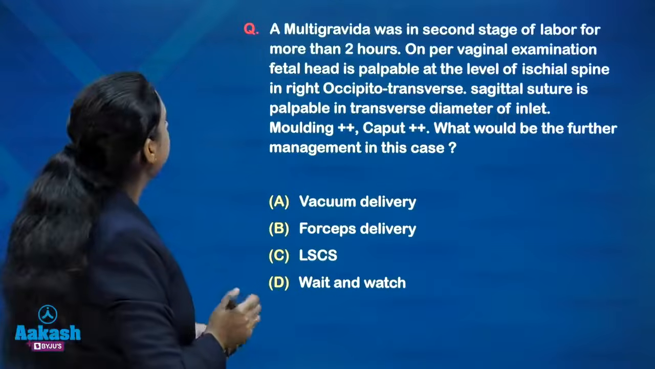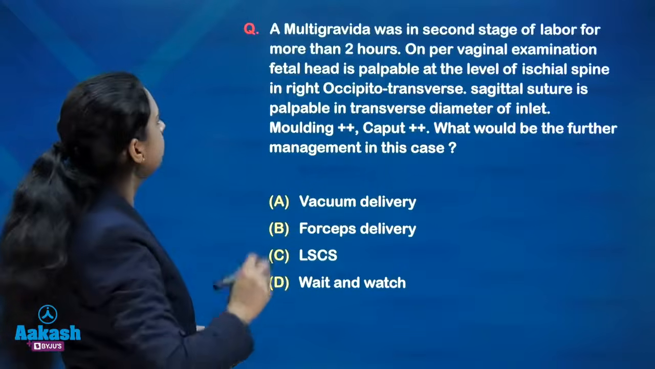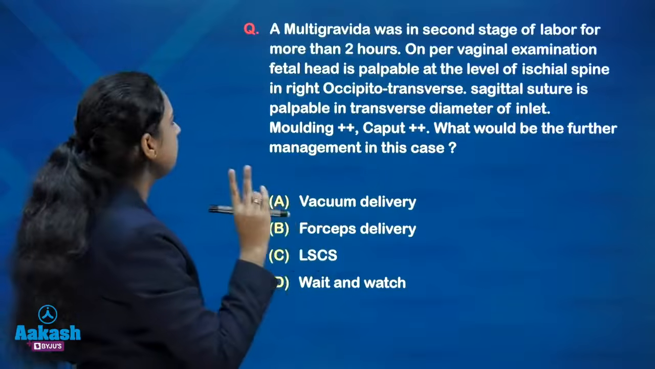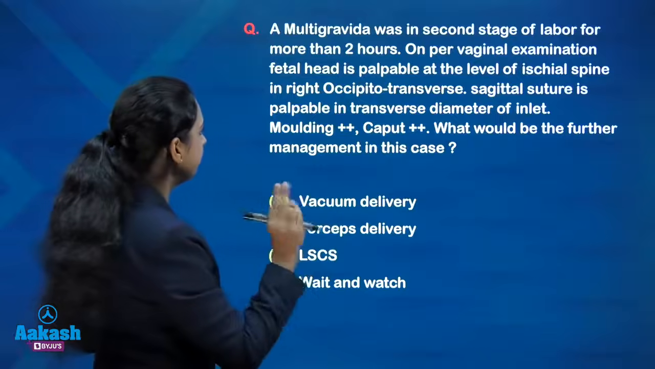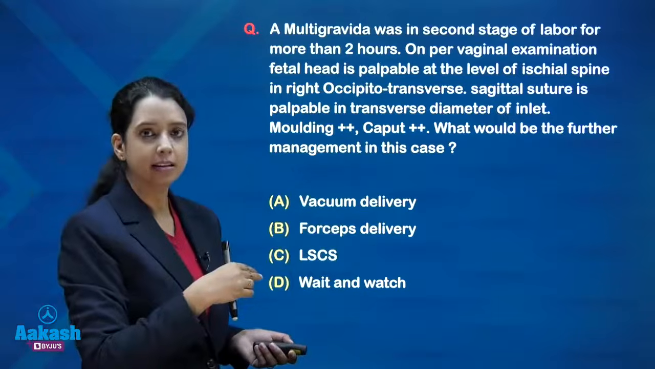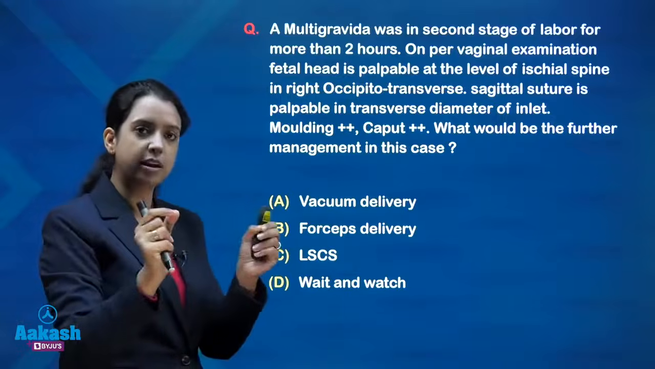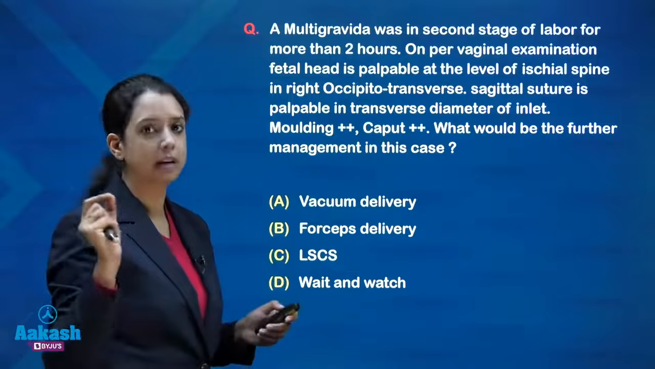Next question. A multigravida was in the second stage of labor for more than 2 hours. On PV, the fetal head is palpable at the ischial spine in right occipito transverse. Sagittal sutures are in the transverse diameter, molding plus plus, caput plus plus. What is this case? It's a case of deep transverse arrest. The head is at the ischial spine in the transverse diameter and the sagittal suture is in the transverse diameter.